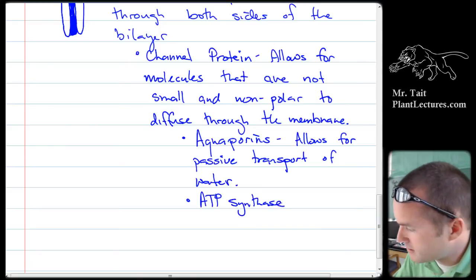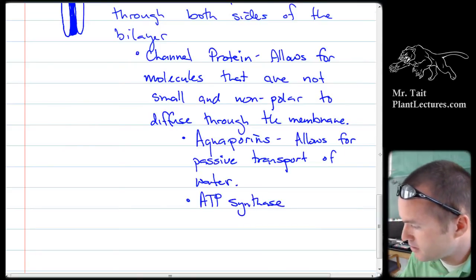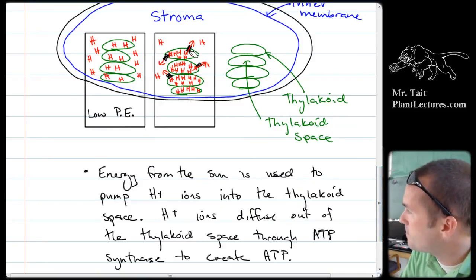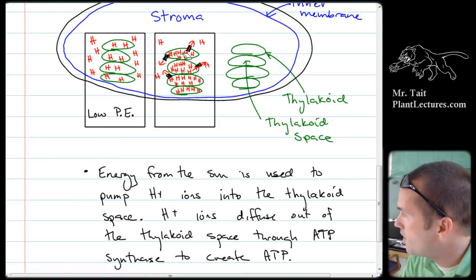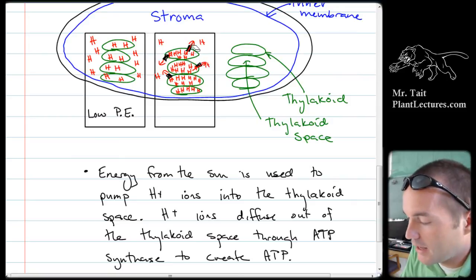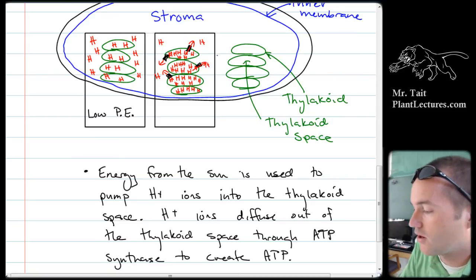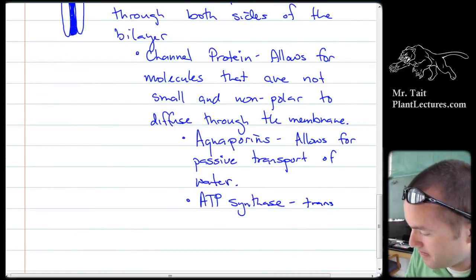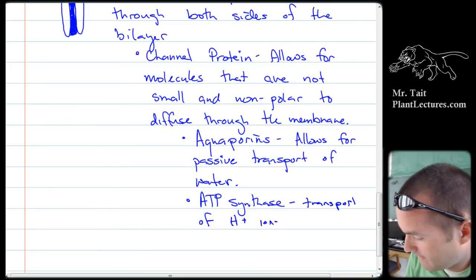Right? When we talked about the power-producing organelles, we said that there was these black proteins that were embedded here, in the thylakoids. And these proteins were going to allow H plus ions to travel out of the membrane, even though H plus ions are not small and nonpolar. They're very polar. They're ions, and so they have to go through something. Specifically, they're going to go through ATP synthase. So it allows for the transport of H plus ions.